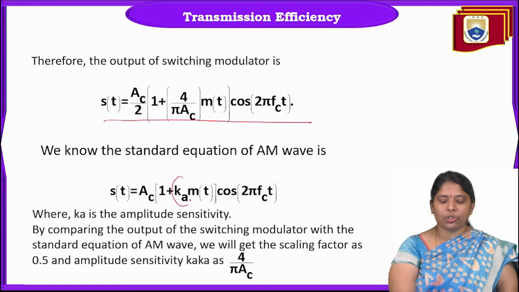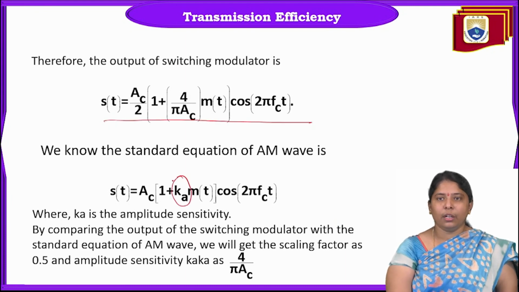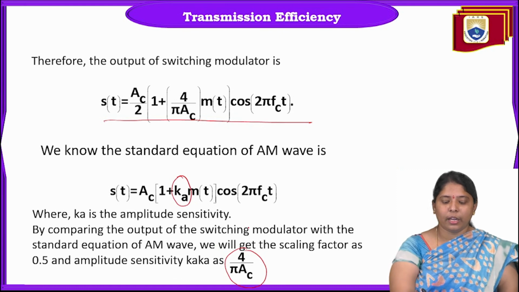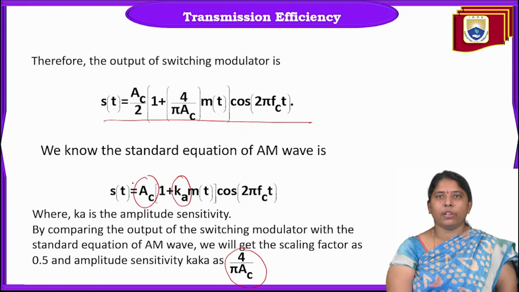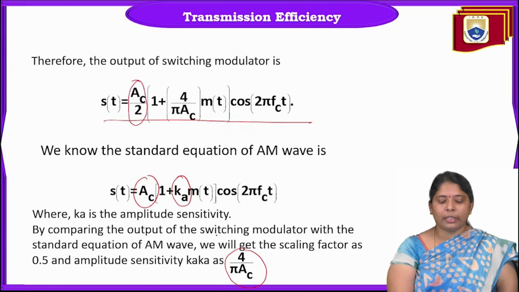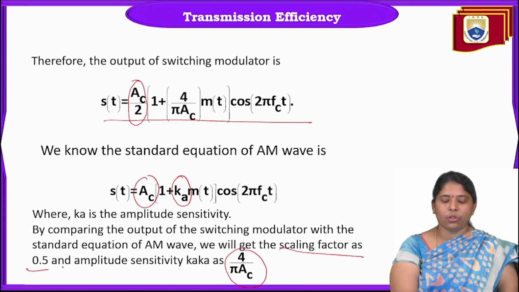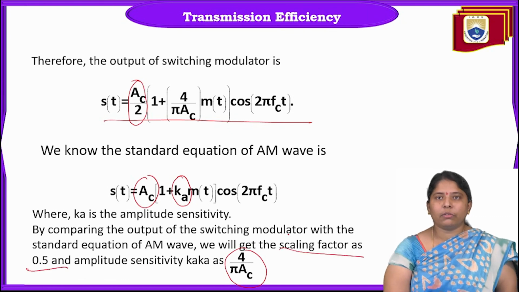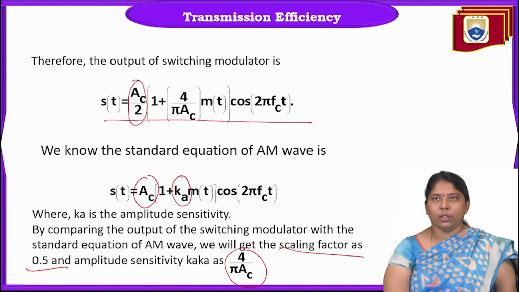So the amplitude sensitivity of the switching modulator is 4 by pi AC. Here the amplitude is AC in the standard equation, but the output of the switching modulator is AC by 2, so we call it a scaling factor of 0.5 for the switching modulator. So this is about the generation technique of the AM wave by using the square law modulator and the switching modulator.